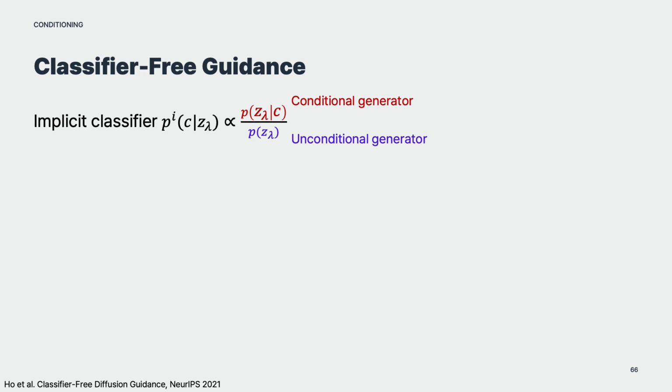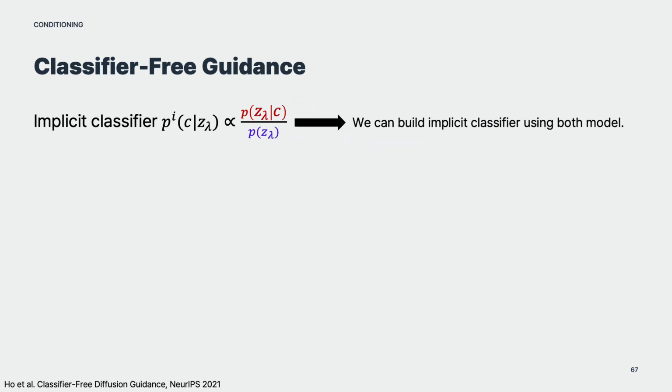Similarly, the denominator produces a distribution over z lambda without the C term and can thus be regarded as an unconditional generative model. This means that by effectively leveraging these two generative models, we can construct an implicit classifier.